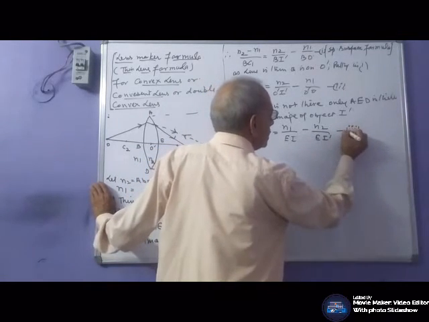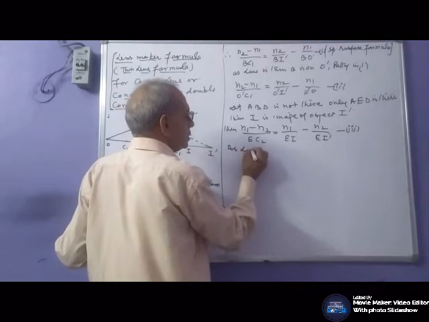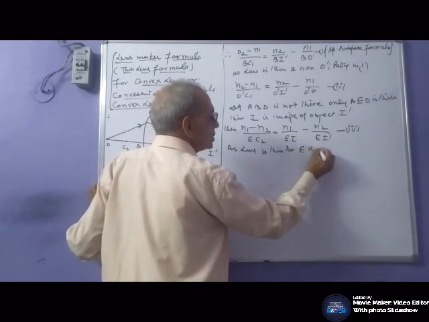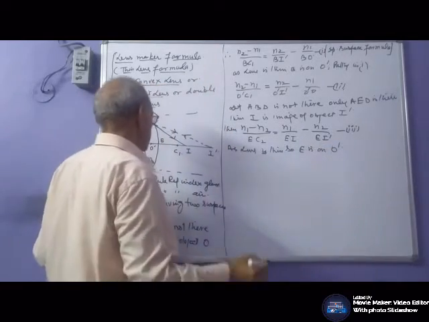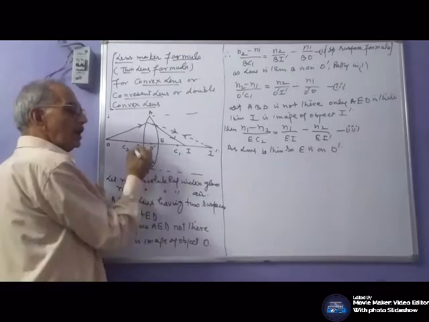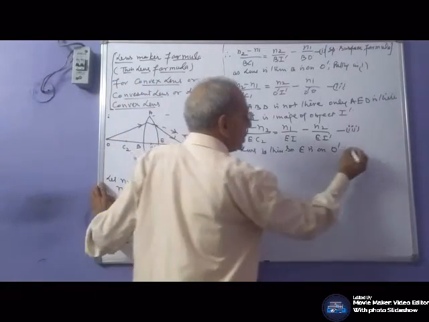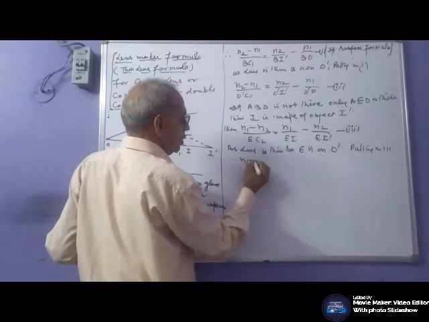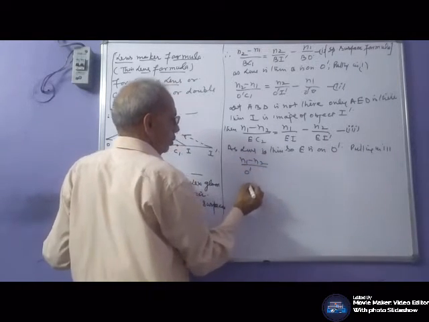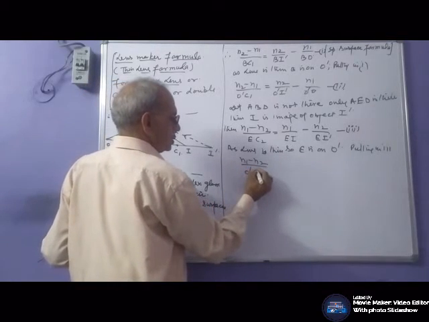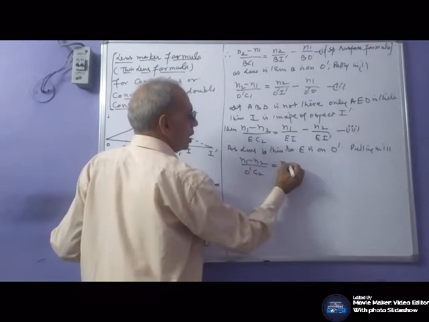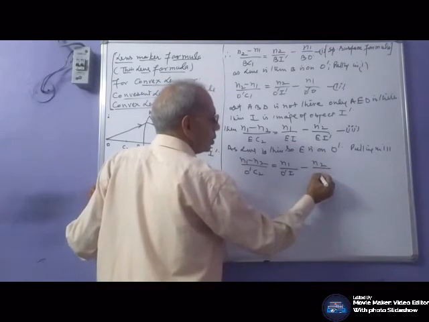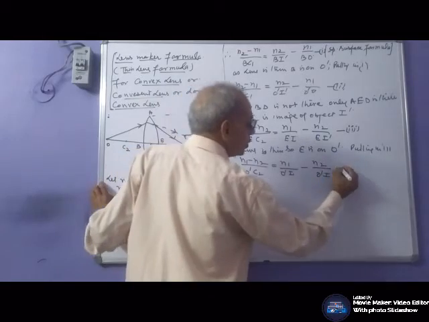Third equation. As the lens is thin, E is on O dash. Make it thin, where does it come? Nearly on O dash. Putting in the third: N1 by O dash I minus N2 by O dash I dash equals N1 minus N2 by O dash C2. This is the fourth equation.